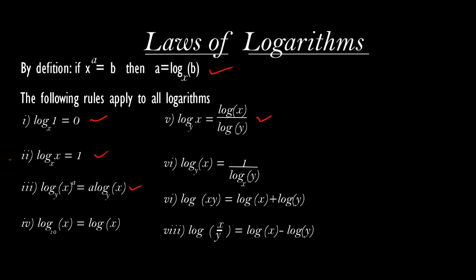When the base is silent, it is base 10. So log x over log 10 is log x over 1, which is just log x. So log x to base 10 is simply log x.